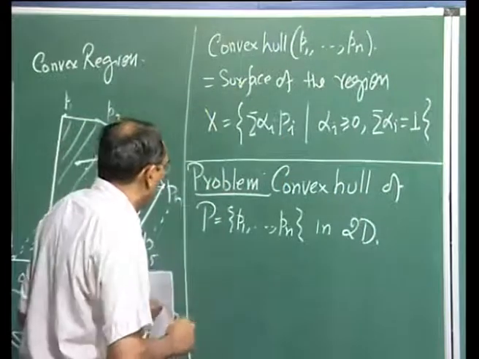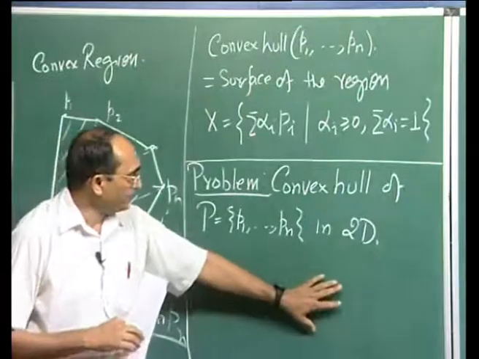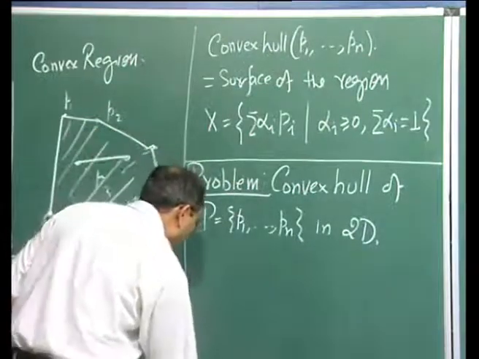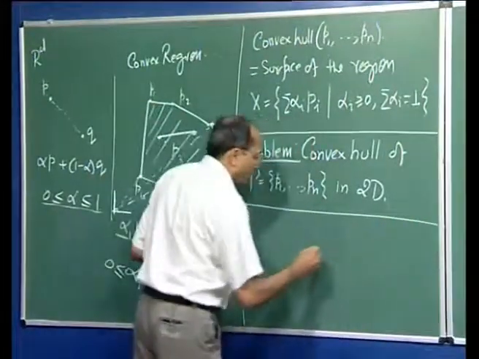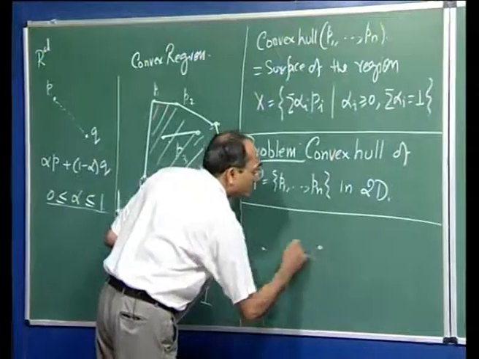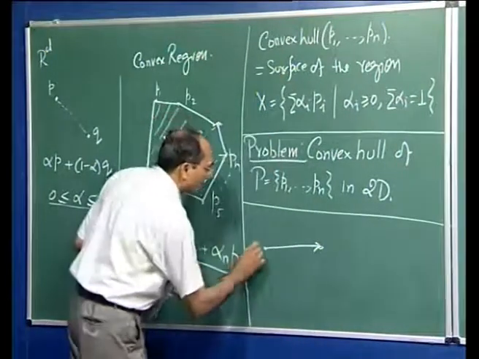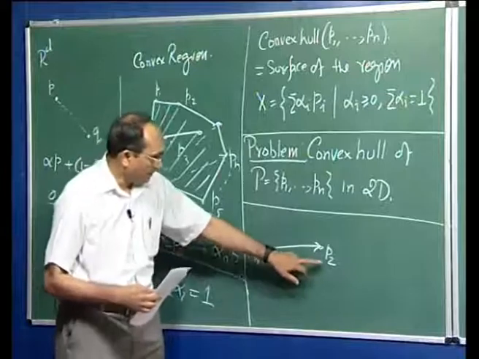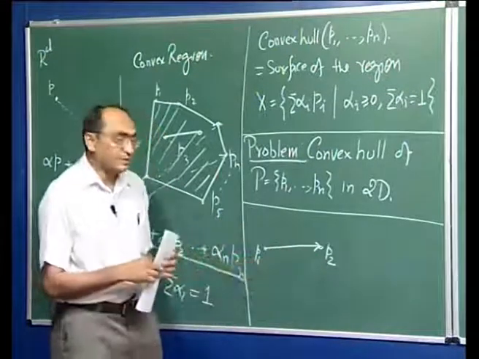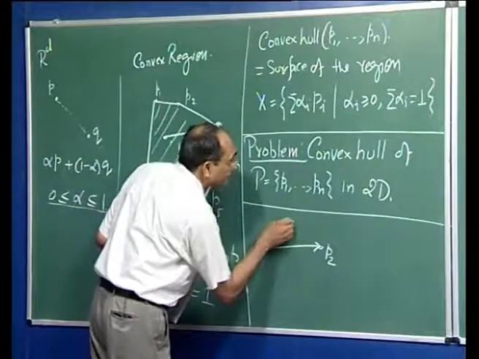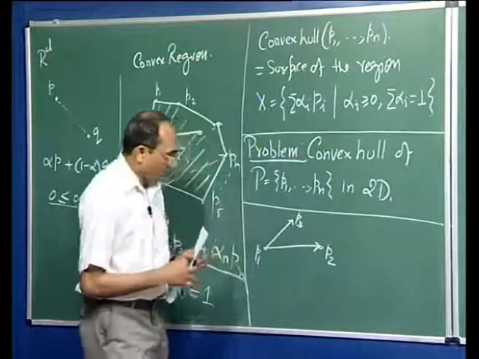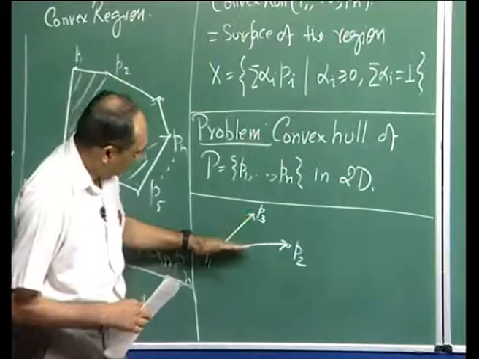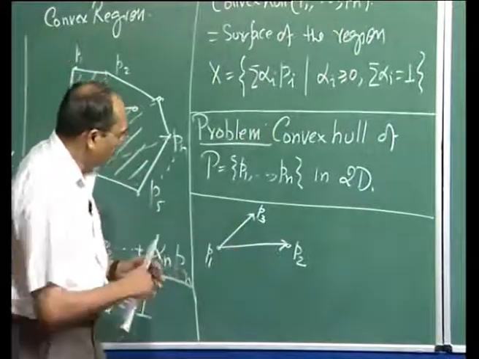Now, there is one small problem that we will need to solve often, which I am going to just state here. It may happen that we have a point P1 and point P2, and there is a vector P2 minus P1. These are currently points in two dimensional space. Then we may want to know whether the position of P3 is to the left of this vector or to the right of this vector.